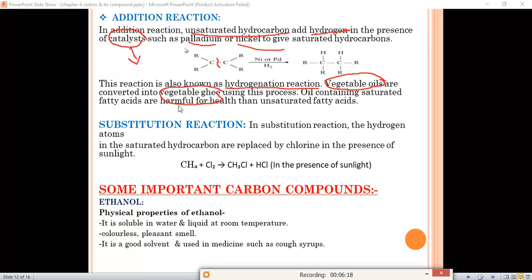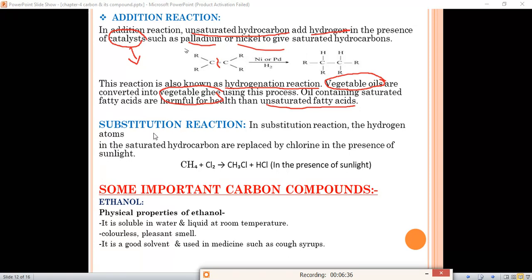Oil containing saturated fatty acids is harmful for health, meaning the oil which contains saturated fatty acids, with single bonds. They are not good for our health. We should always prefer those oils which contain unsaturated fatty acids. Okay. Next is our substitution reaction.